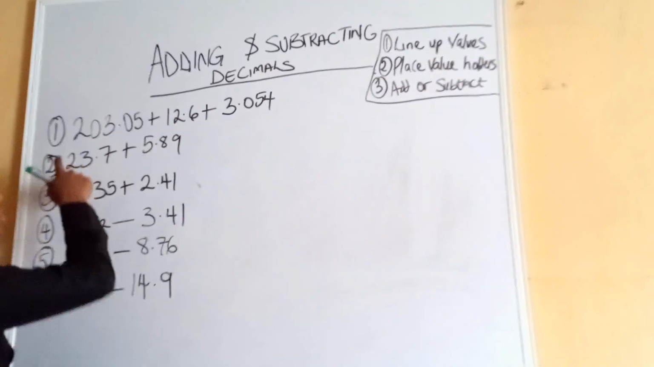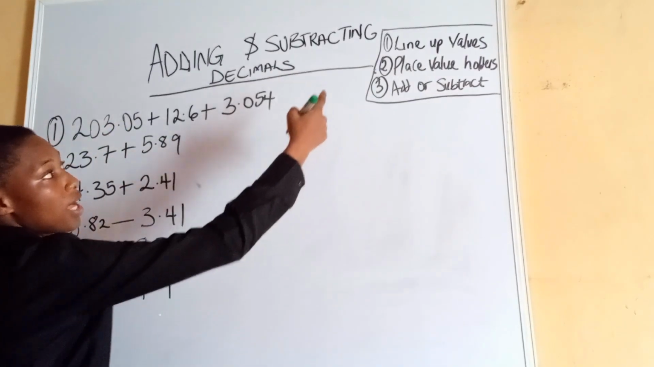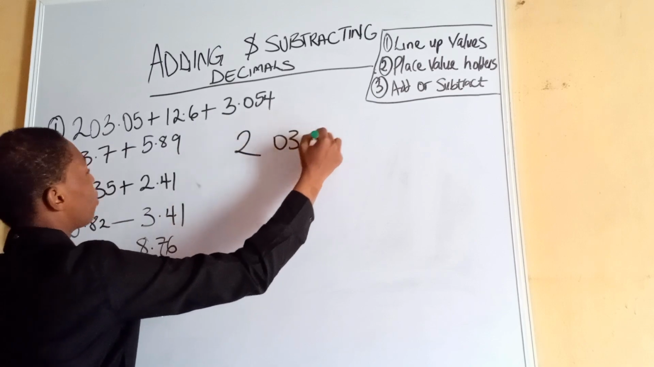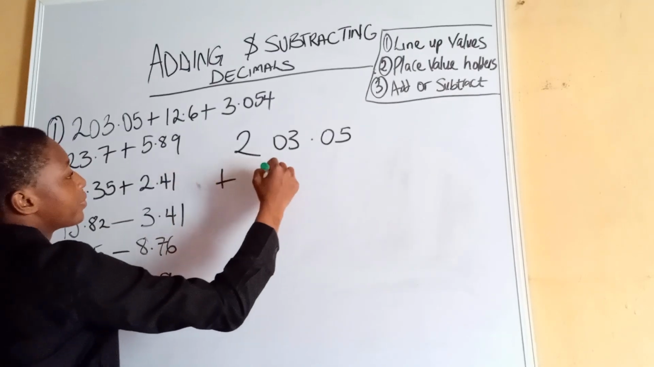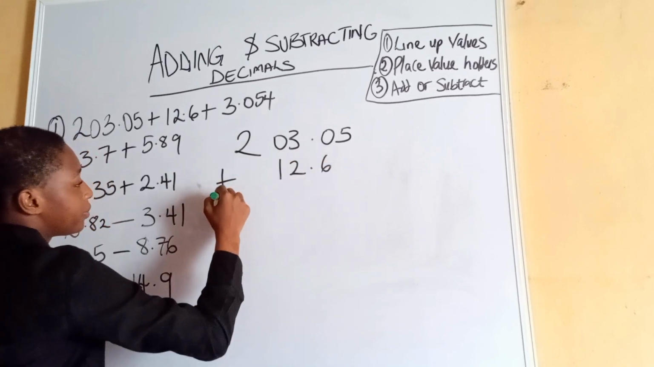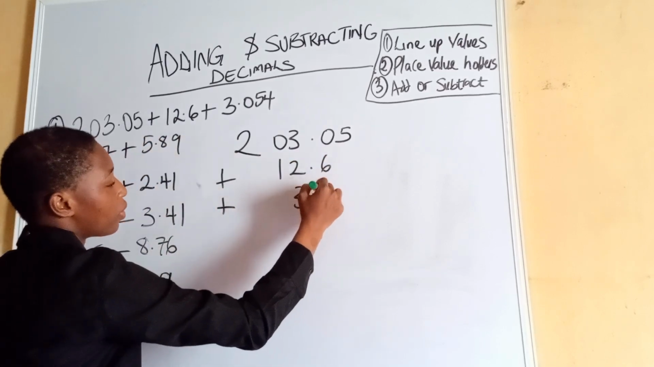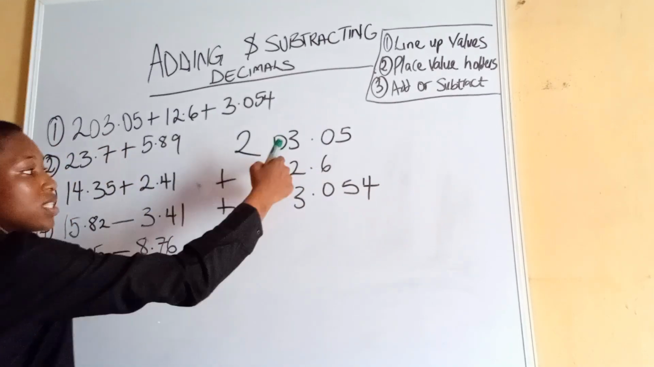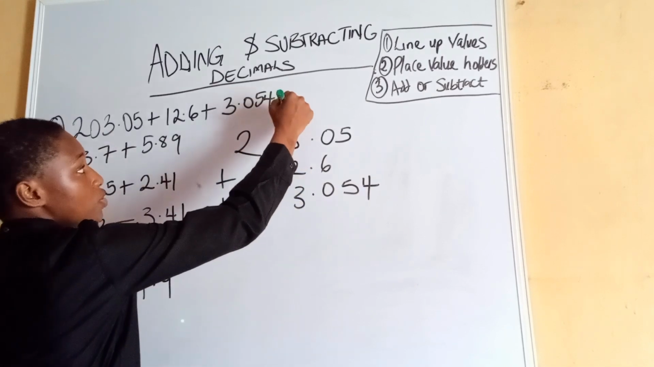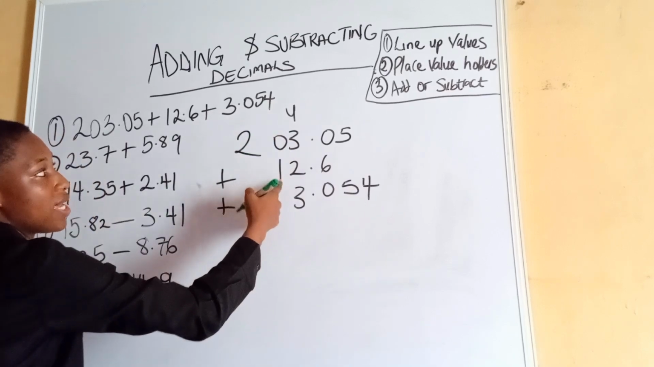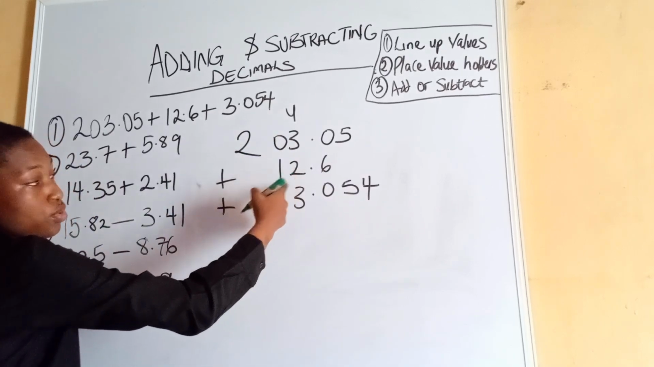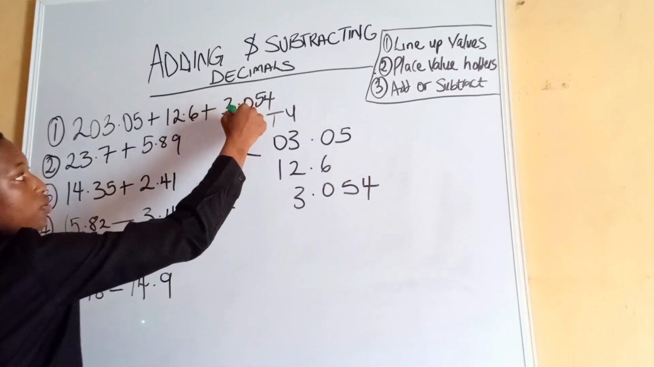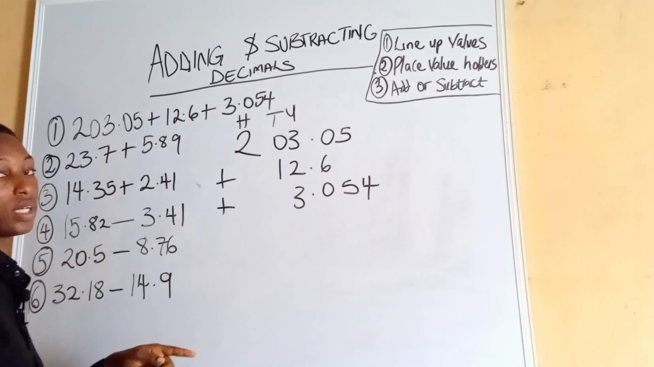So the first thing we are going to do is this. Our first rule says line up the values. When you're lining up the values, you have 203.05 plus 12.6 plus 3.054. If you notice, I didn't put my 3 here because 3 is 3 ones, so I have to put it in the unit place, or the ones place. My 12, the 1 there is representing tens, so you put that in the tens place, and then 2 is ones, so you put it in the ones place. So you do not misplace one for the other.